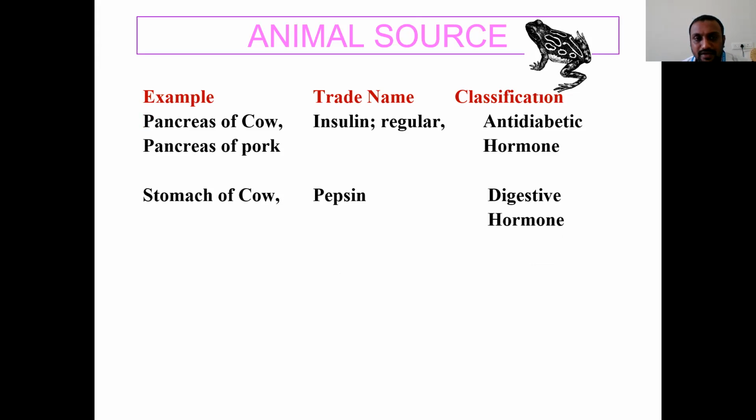Animal sources: from the pancreas of a cow, we extract drugs such as insulin, and particularly regular insulin is derived from the pancreas of a cow. It comes under the antidiabetic hormones, and similarly from the pancreas of a pig, insulin can be extracted, and it is also used as an antidiabetic drug. From the stomach of a cow, pepsin is derived, which is a digestive enzyme.